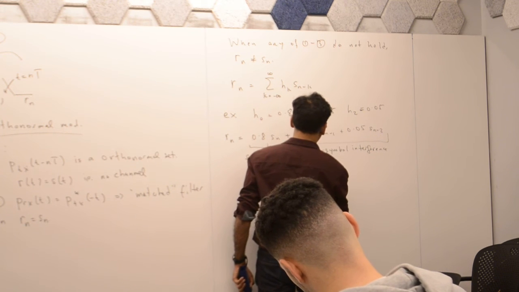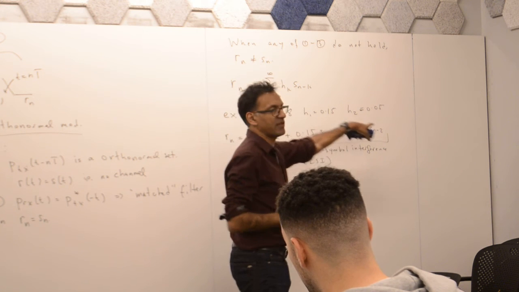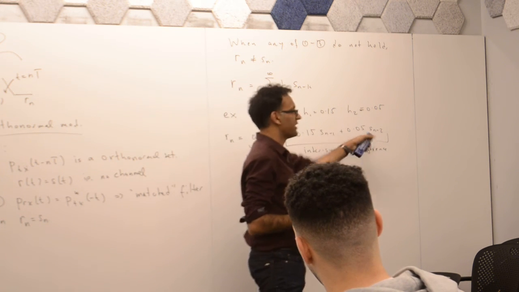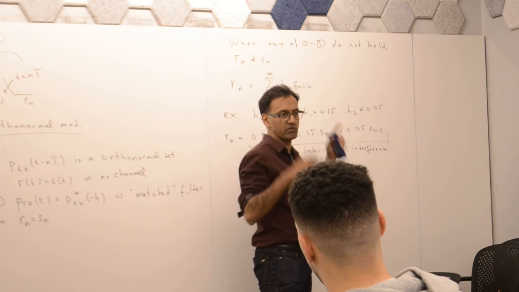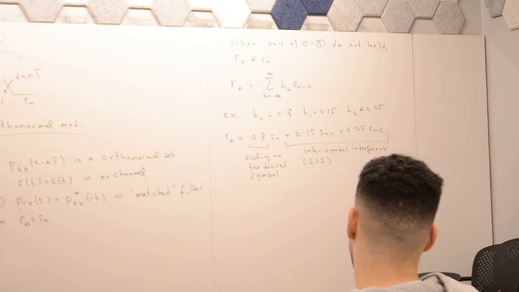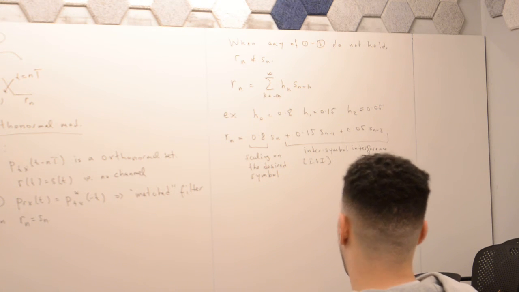Or ISI. And that comes from the fact that these are other symbols that act as interference. You try to decode this, but you're really seeing effects from the other symbols, so it's kind of like noise.